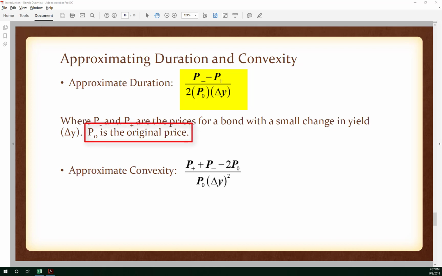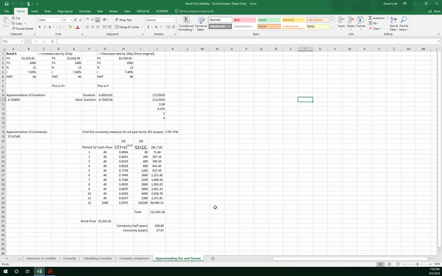For convexity, we're going to use the same symbols, same meanings involved, but we're going to get a slightly different formula here. P when interest rates are higher plus the price when interest rates are lower, take away 2 times the initial price, and divide all of that by the initial price times the change in interest rates squared. So let's go to Excel and take a look at that in practice.